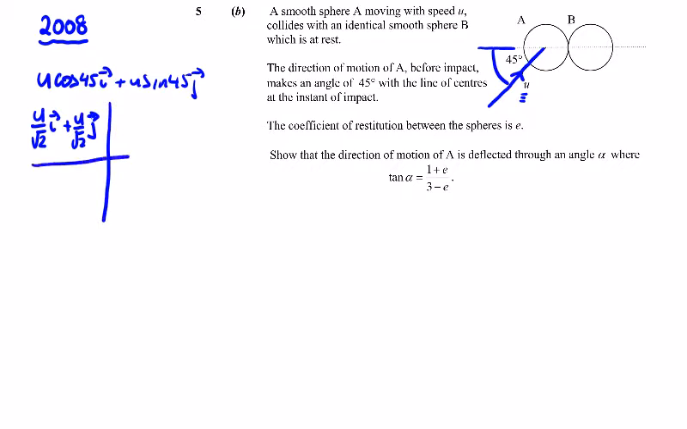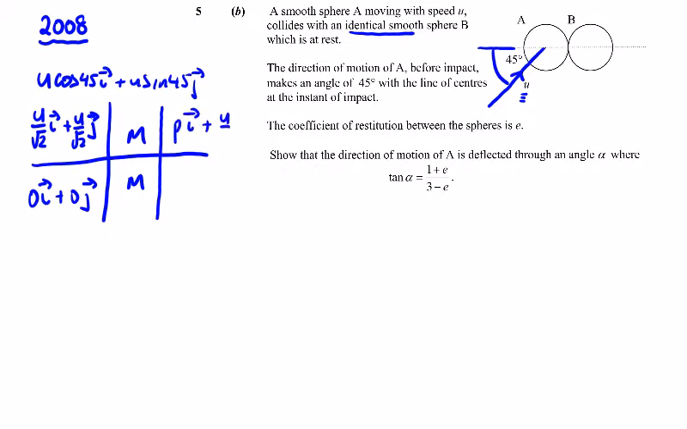Set up our table. An identical smooth sphere B, so we have m and m, which is at rest. So 0 in the i plus 0 in the j. So there's no change in the j here, so we have p i plus u over 2 root 2 in the j, and we have q i plus 0 in the j.